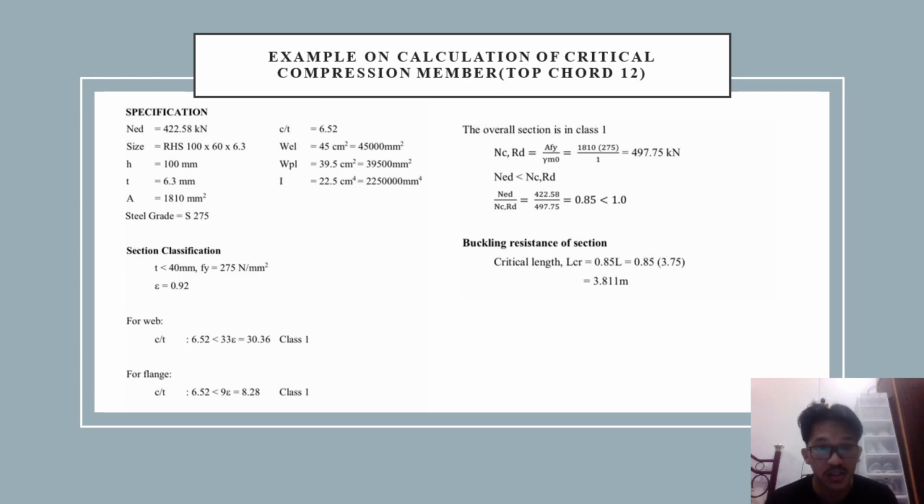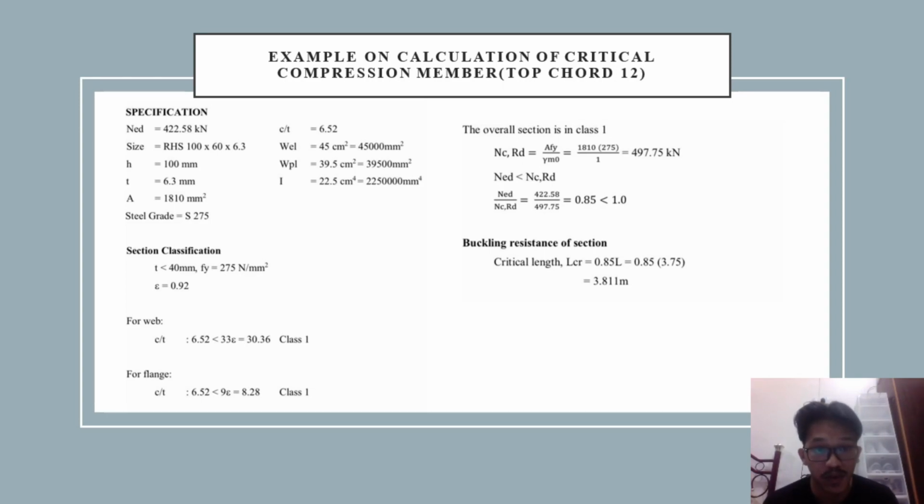The steel is S275. So first we have to find the section classification. For epsilon, the formula is the square root of 235 over fy, which is 275. We got 0.92. So we have to check both the web and the flange. We assume it is class 1.